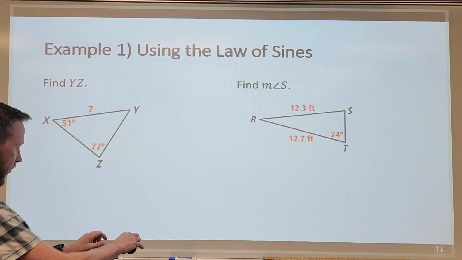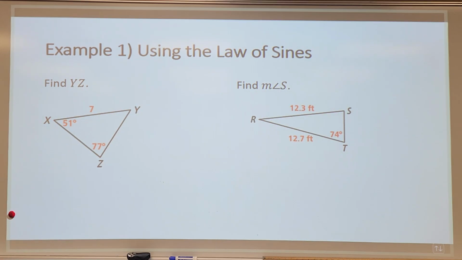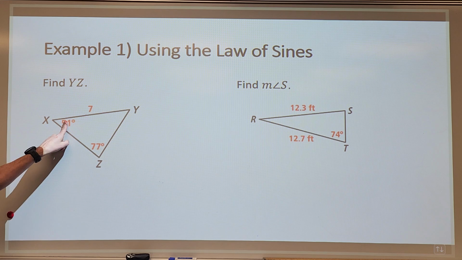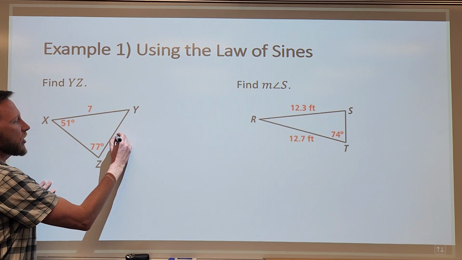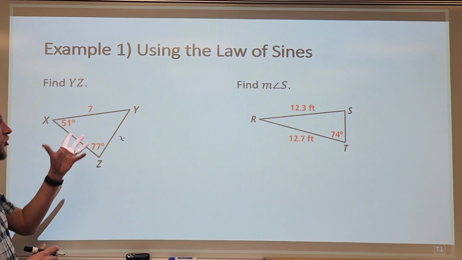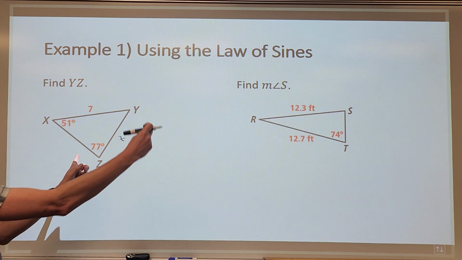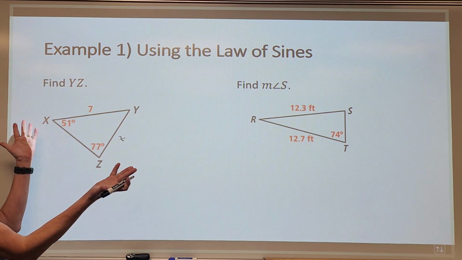All right, and so here's 2 different situations. Draw these pictures to the best of your ability, label them appropriately, X, Y, and Z. What we have here is this situation where we have these 2 angles, we have this side, and we don't know what this is. We're going to try to find the length of this segment, YZ. The distance between these points is the length of this segment, which I'm going to call X.